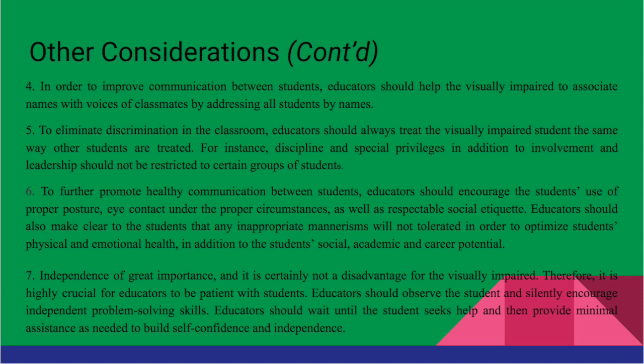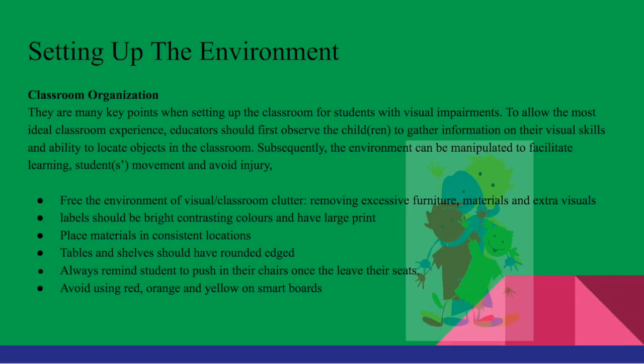Finally, independence is also key to success. Yes, social activities can help build one's confidence and improve one's overall personal and academic growth, but so can independence. So to do this, teachers should be patient with the students, especially those who are visually impaired. They should observe the students and silently encourage independent problem-solving skills. Teachers should wait until the student is the one who comes up and asks for help first, and then they can provide minimal assistance as needed to build self-confidence and enhance independence.